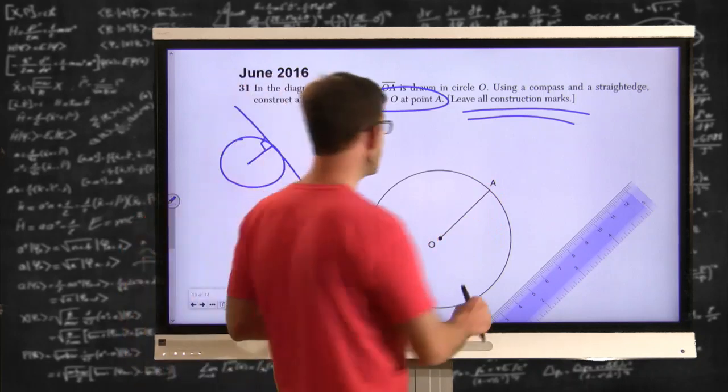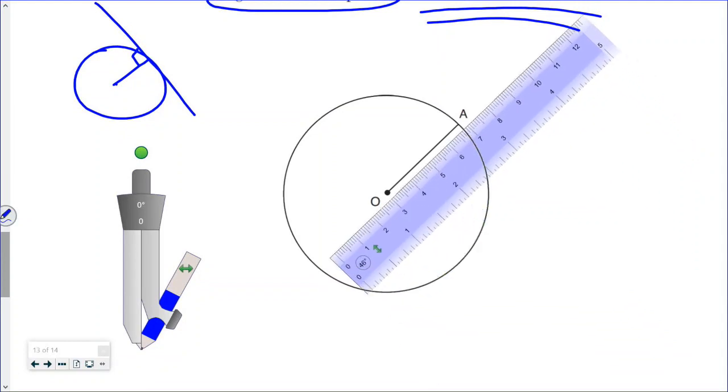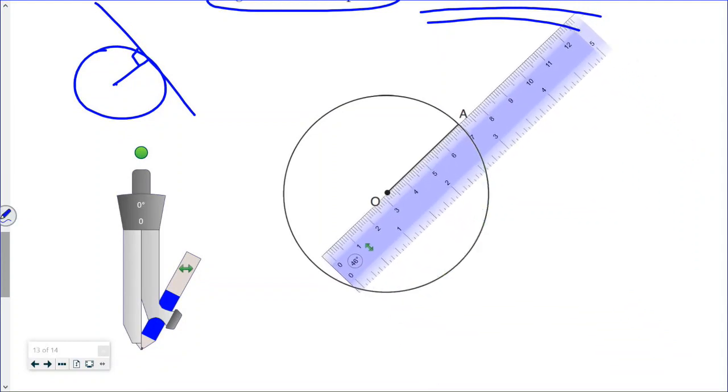So the way that we would do this construction, and again, I'm going to do a little bit of hand waving just to make it faster, is the first thing I would do is I would extend.